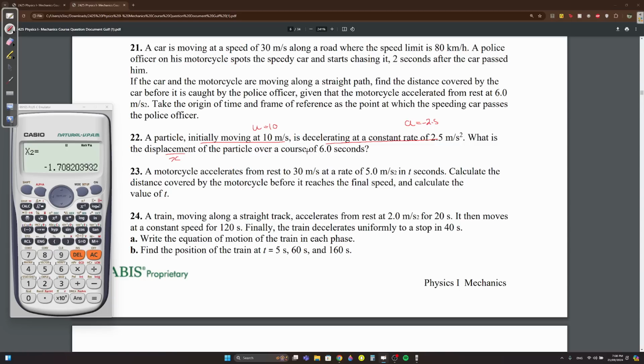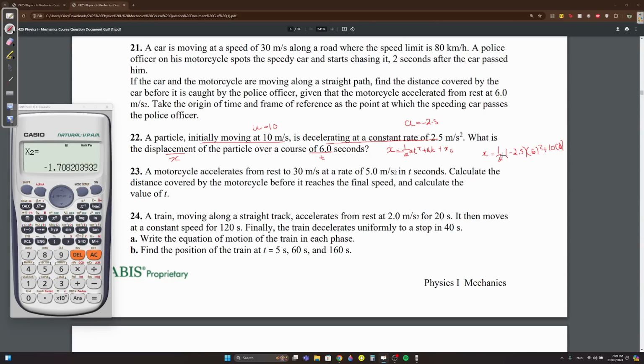X, over 6 seconds. So we want x when we have a, t, and u. How will we find it? X equals half a t squared plus ut plus x naught. So my x is going to be equal to half times acceleration, negative 2.5, times the time squared, 6 squared, plus the initial velocity 10 times the time 6, and they didn't give us x naught, so we just don't write x naught.